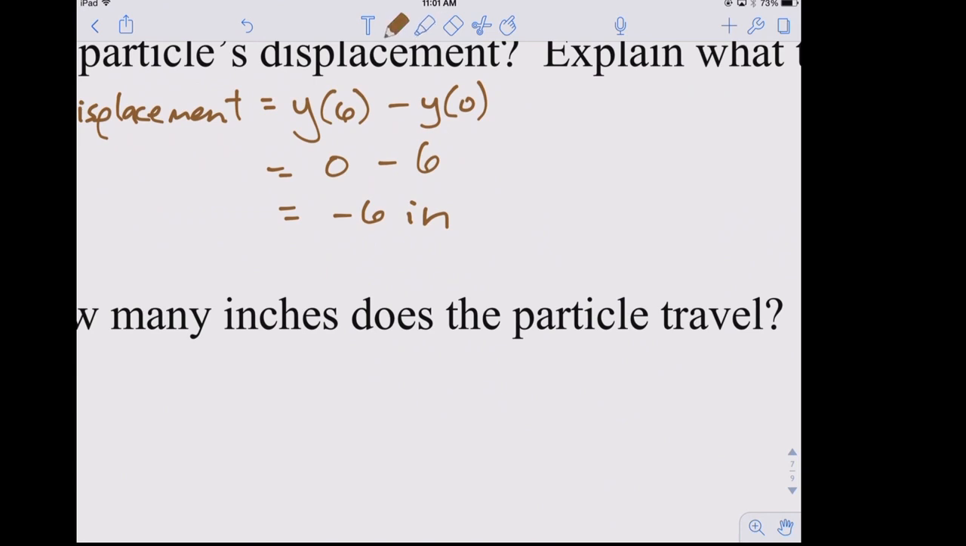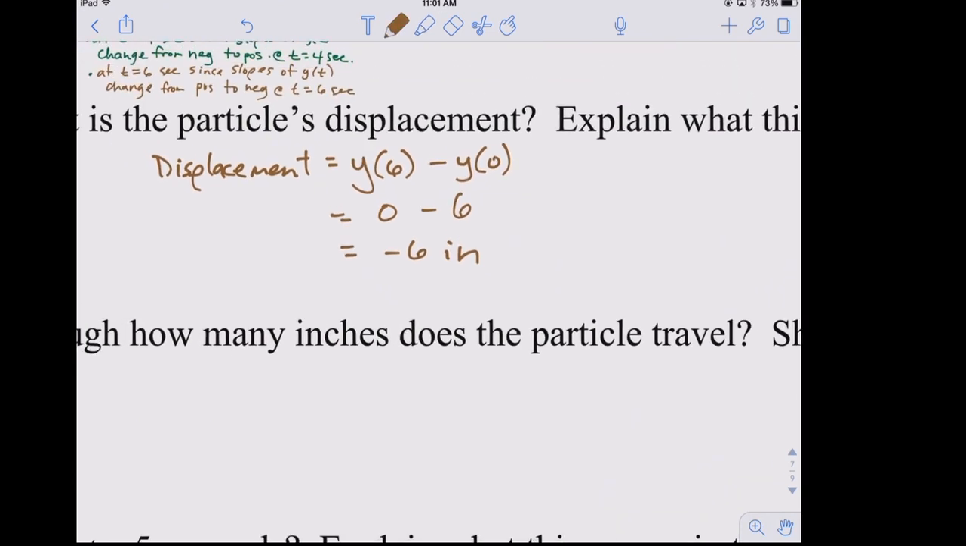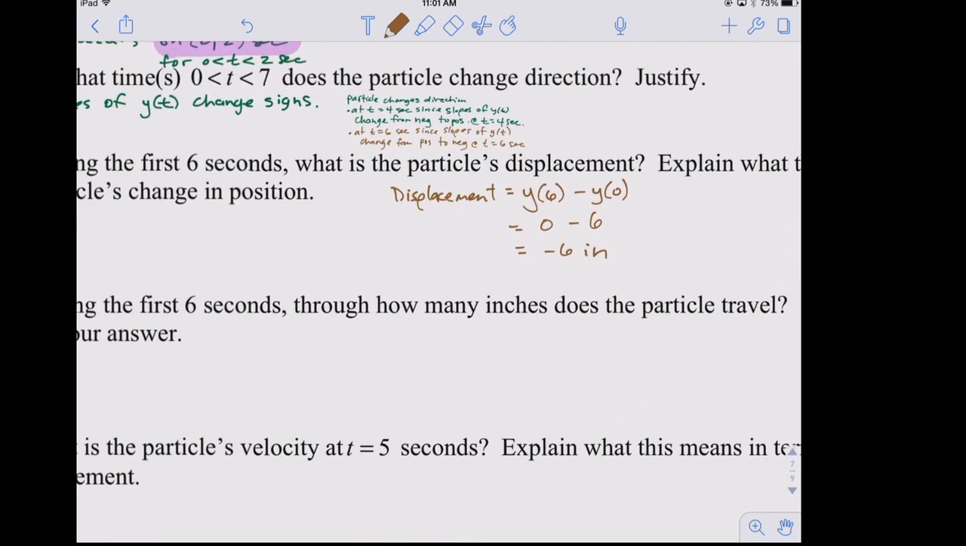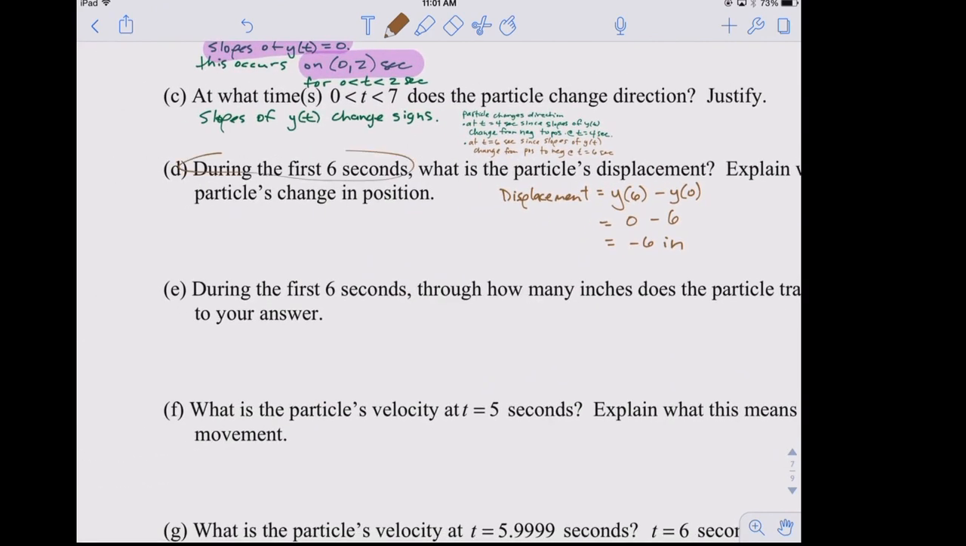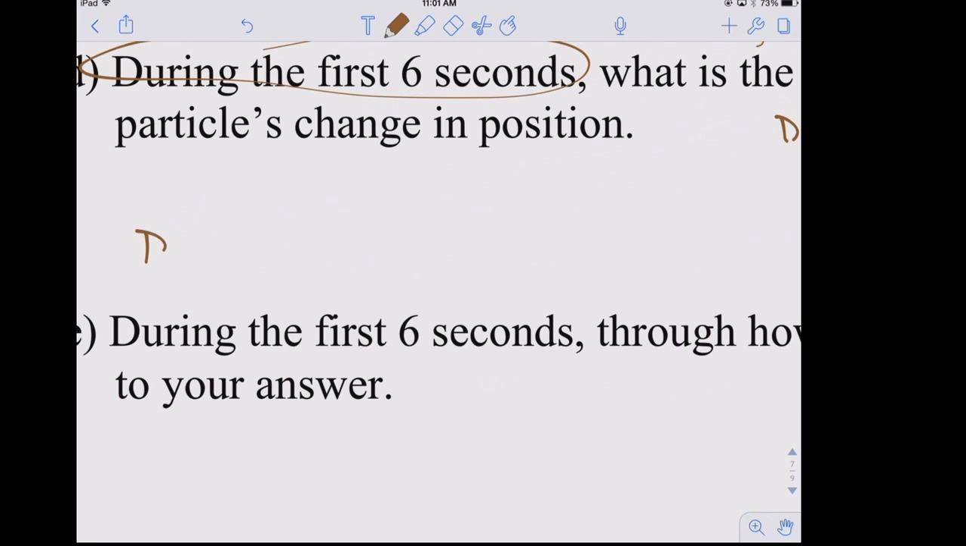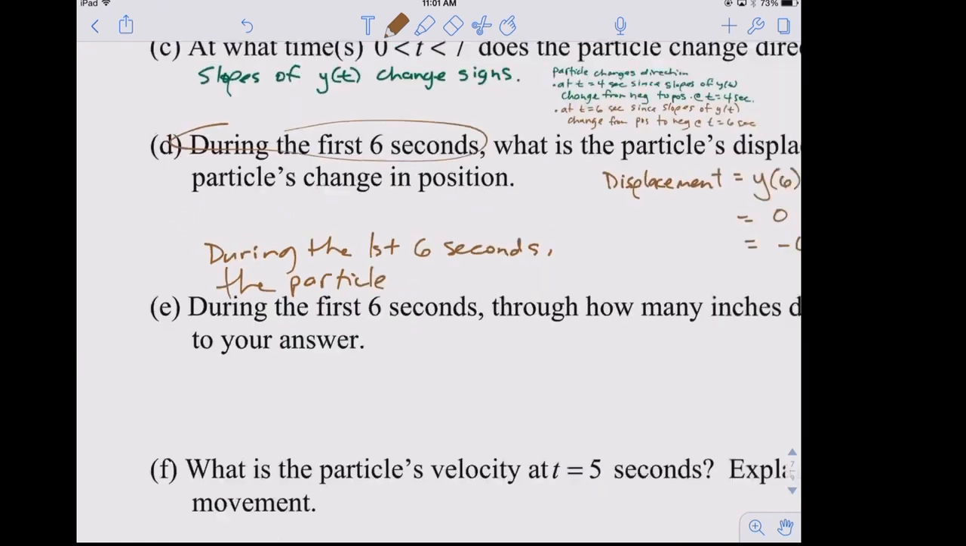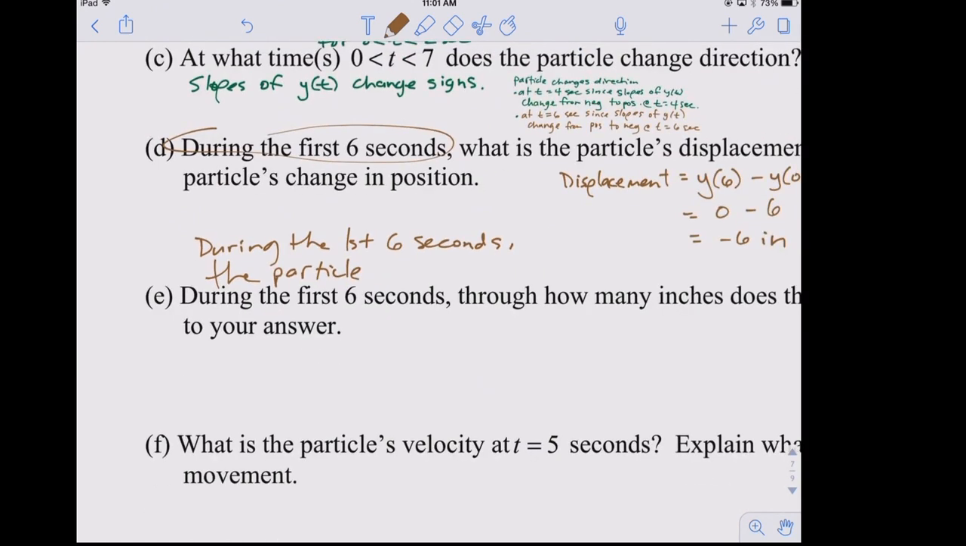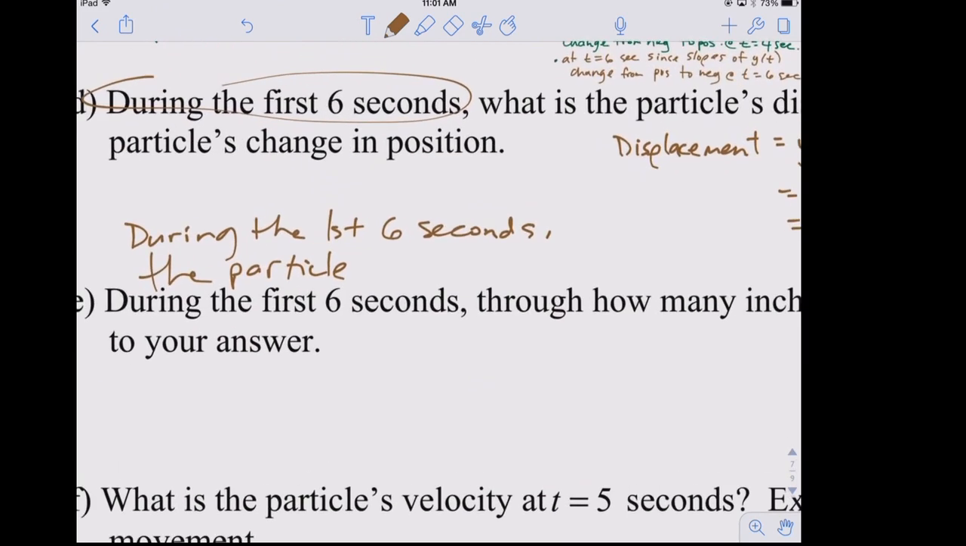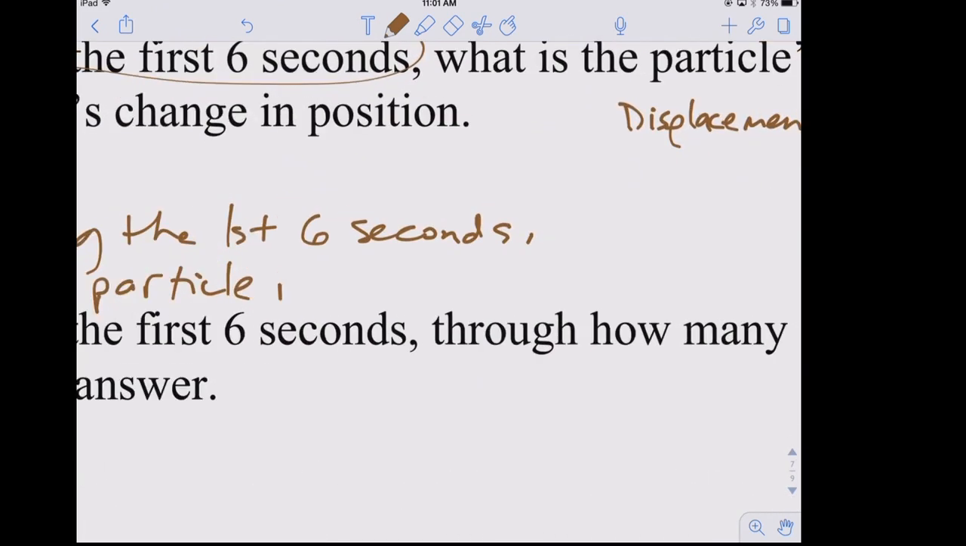All right, let's go ahead and write the sentence. Who wants to try the sentence? Start with that introductory adverbial clause. You can use their terminology if you want. During the first 6 seconds, comma, the particle. Could you use the words "is displaced"? Would that work? That would work, right? Is displaced or ends up, however you want to say it.